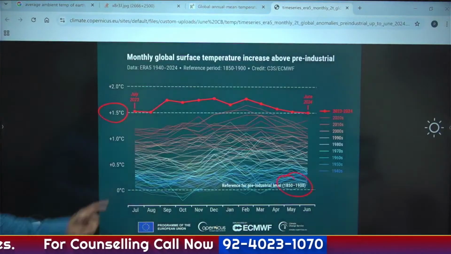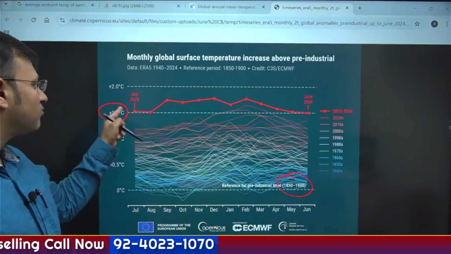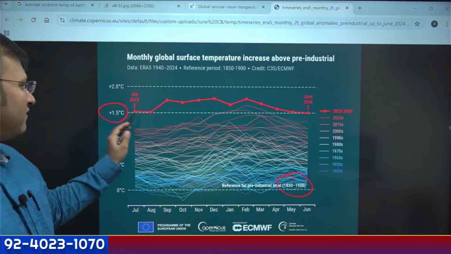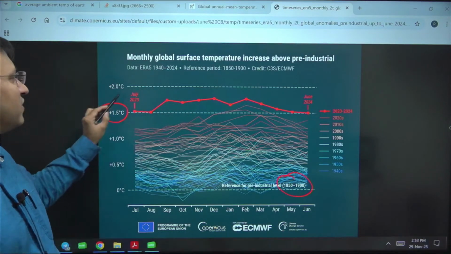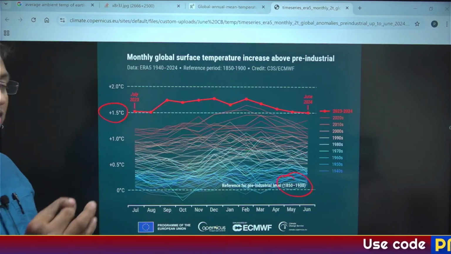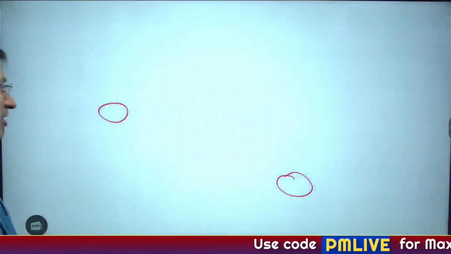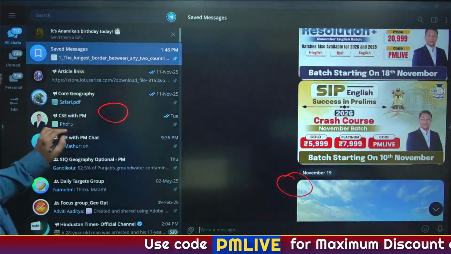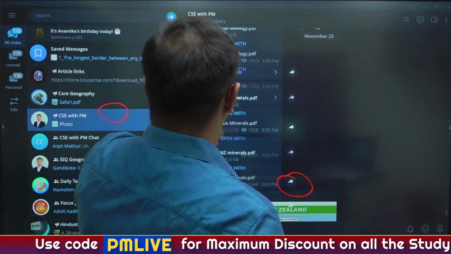So as the world warms beyond 1.5 degrees Celsius, the average is now 1.5, but we are slowly moving towards this 2 degrees Celsius mark. So some of the climate tipping points have been reached. Now, what are those climate tipping points that have been reached?